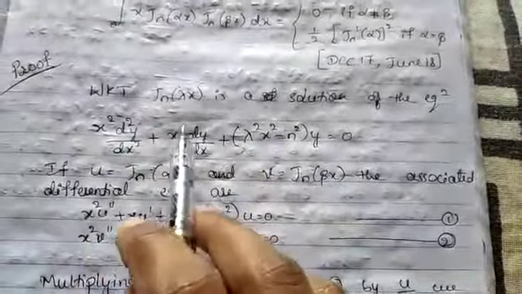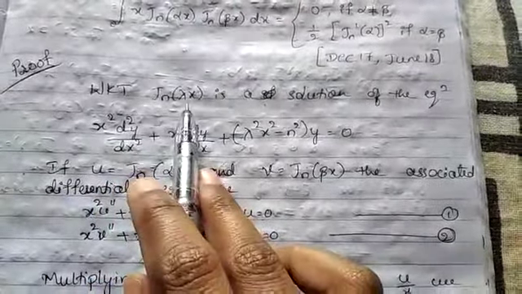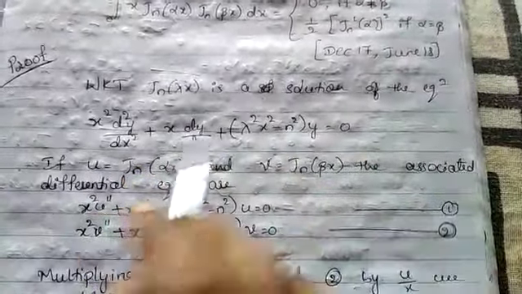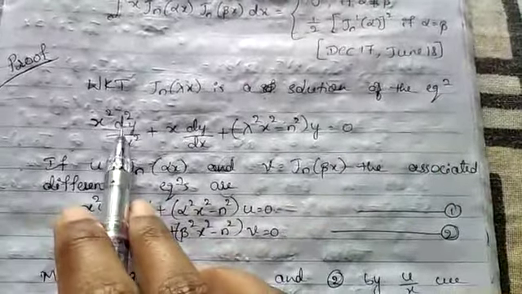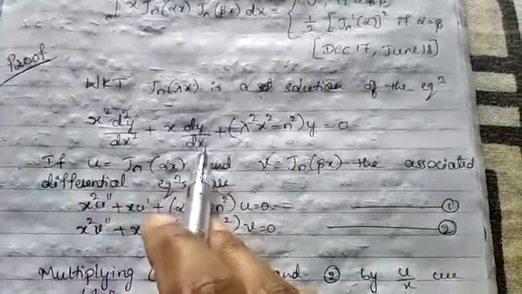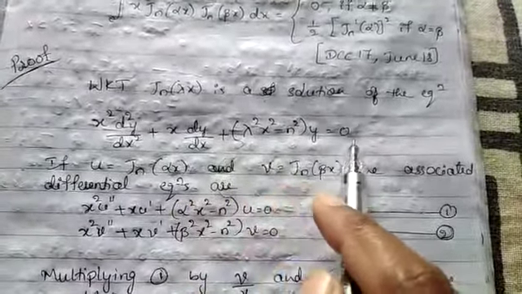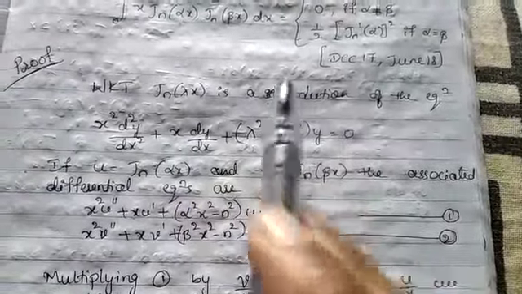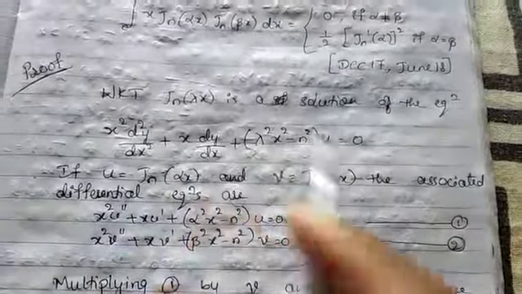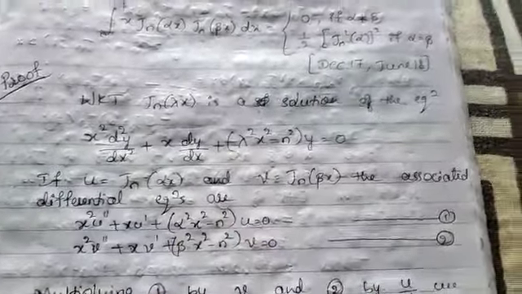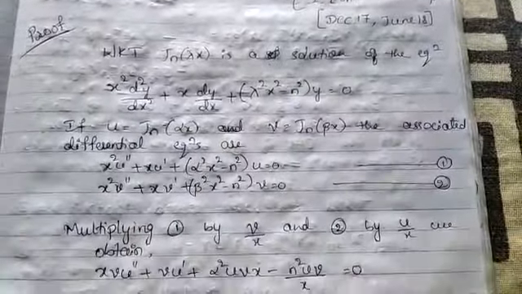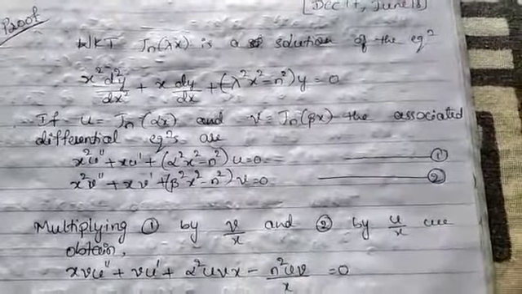We know that Jn of lambda x is a solution of the equation x square d square y by dx square plus x dy by dx plus lambda square x square minus n square whole into y equal to 0. We studied about this in the equation reducible to the Bessel differential equation.